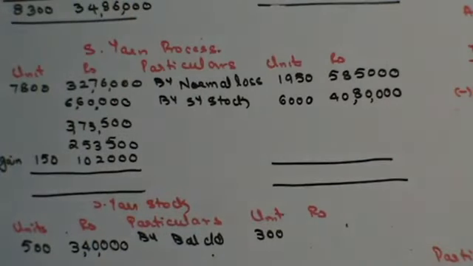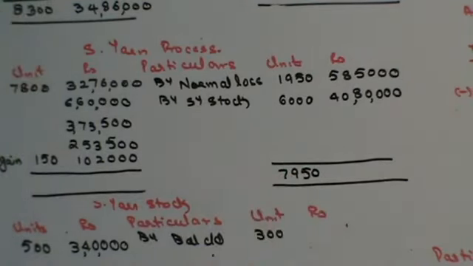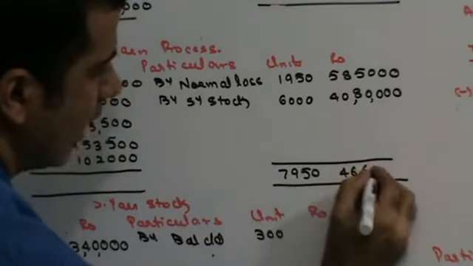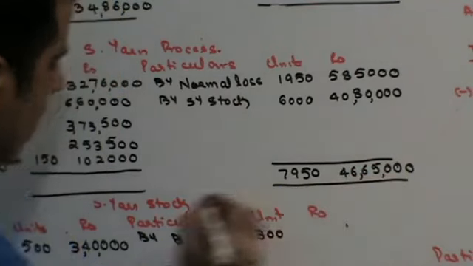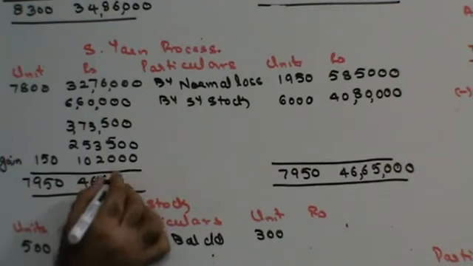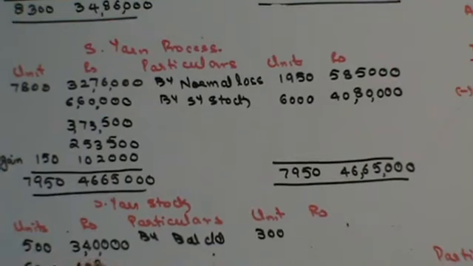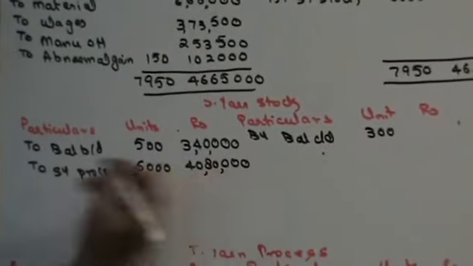So this is going to be 6,000, 7,950, and this is going to be 46,65,000. Right? Bring this down here. This is to SY process. SY process is 6,000 units, 40,80,000. Right?